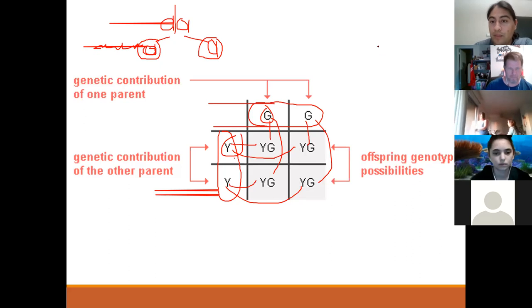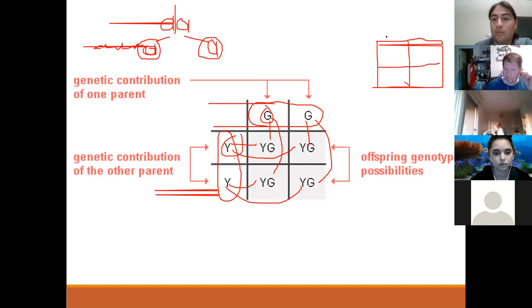When we are working on Punnett squares, let's make a square over here. On the upper side, we have the genetic contribution of one parent, that is the alleles of the parent. Say one of them is heterozygous, so capital A, capital A. And if the other one is homozygous recessive, homo means the same, and recessive means lowercase, then the other parent will be lowercase a, lowercase a.